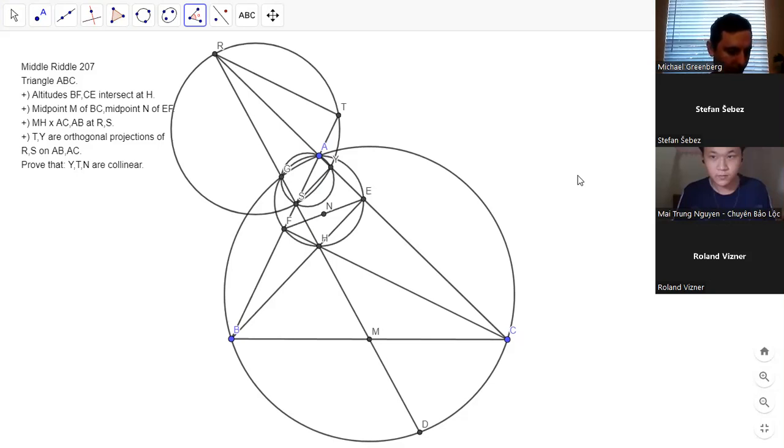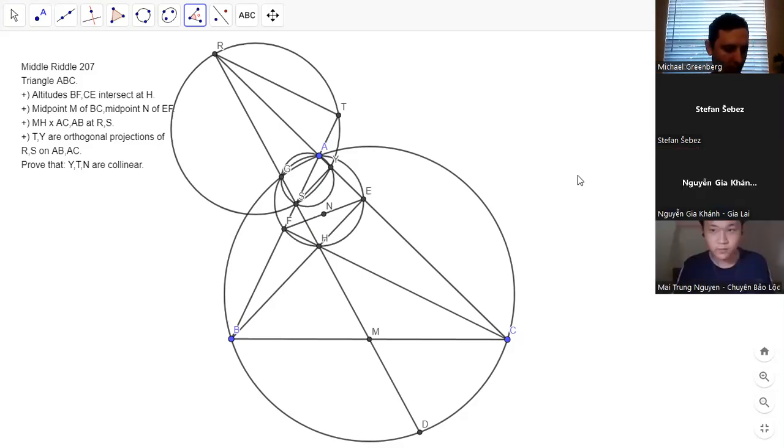Just a moment. Maybe we can show that angle YHE equals SHF, because we have SHF is equal to NHE, since HM is the median. Oh, I think that solves the problem. So you said we know that angle SHF is NHE because this is a symmedian. Okay.